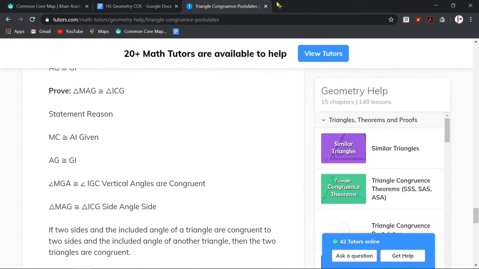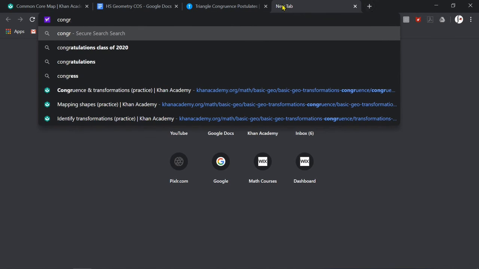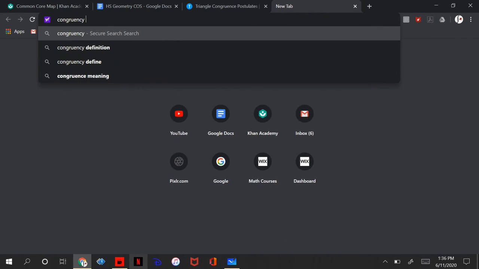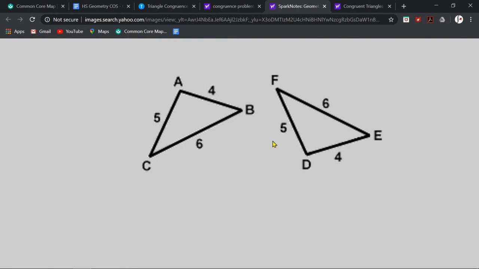Let's do a few problems on congruency. Let's take a look at two problems. Are these two triangles congruent? I believe they are, because you can see that one side is congruent, another side is congruent, and then another side is congruent. Knowing that three sides are congruent, what postulate can you use to prove that these two triangles are congruent? If you said side, side, side, then you are correct, because three sides are congruent.